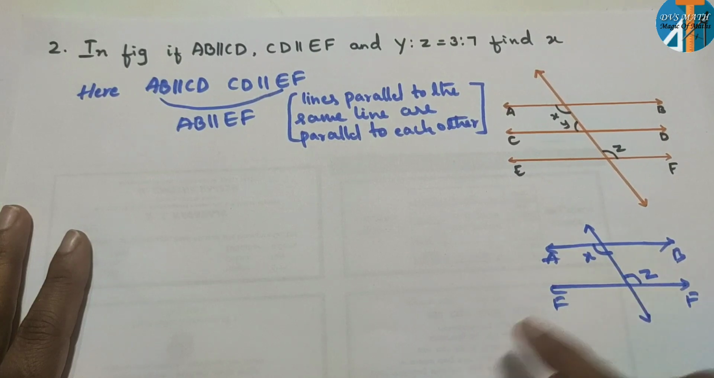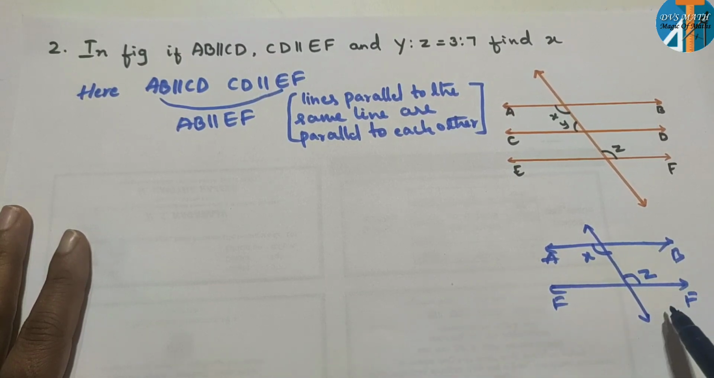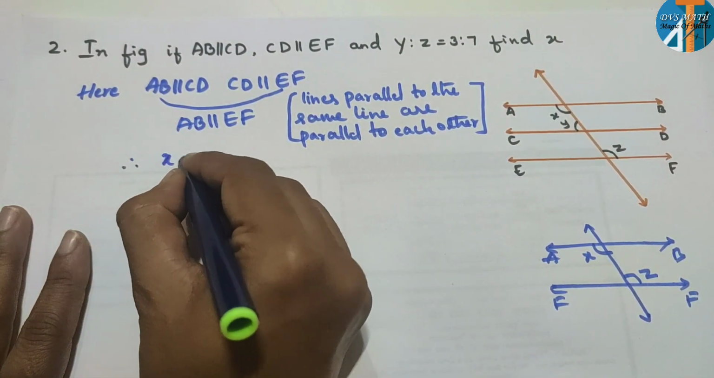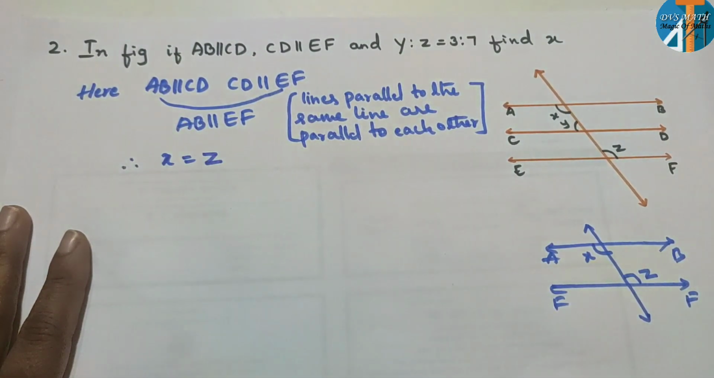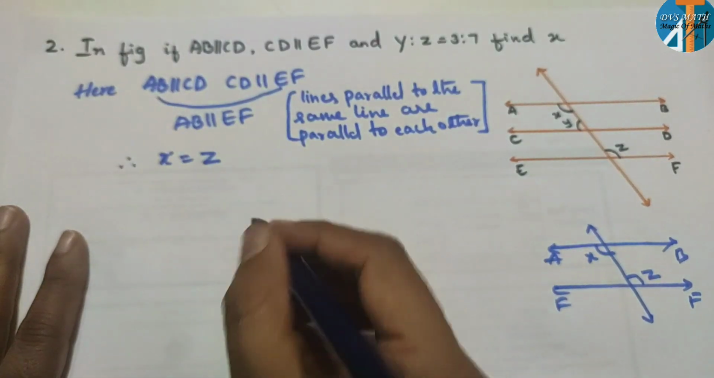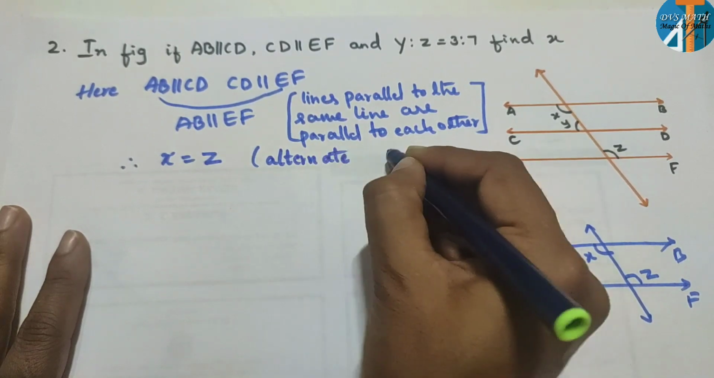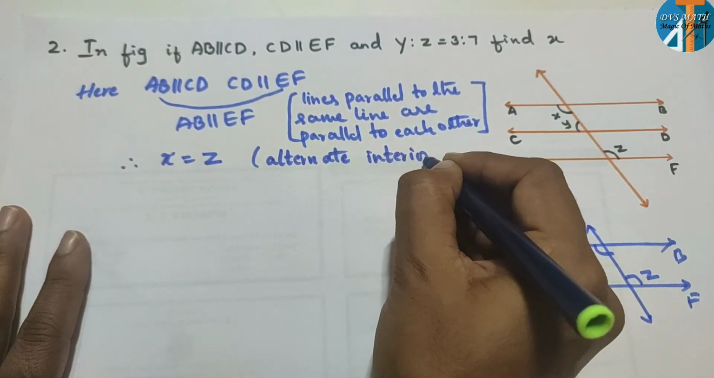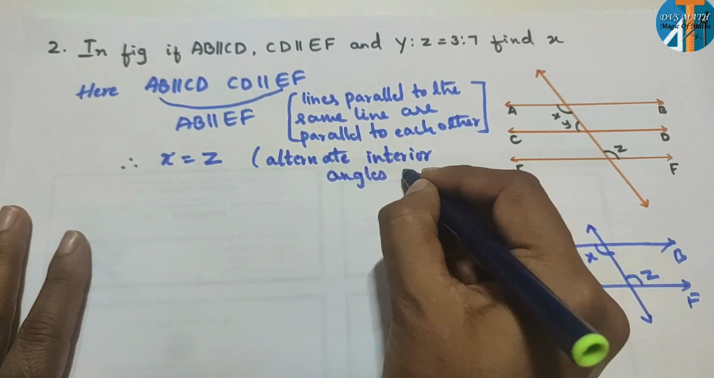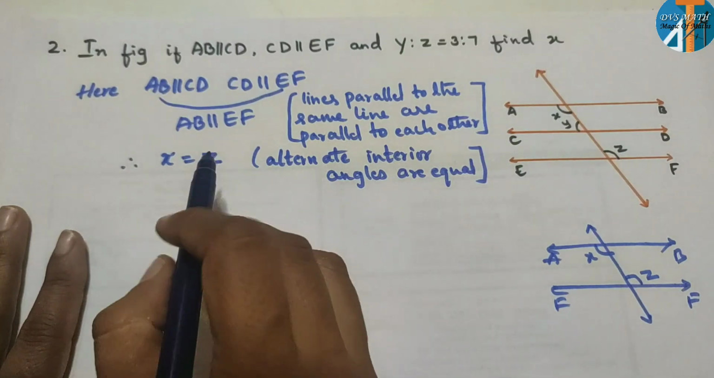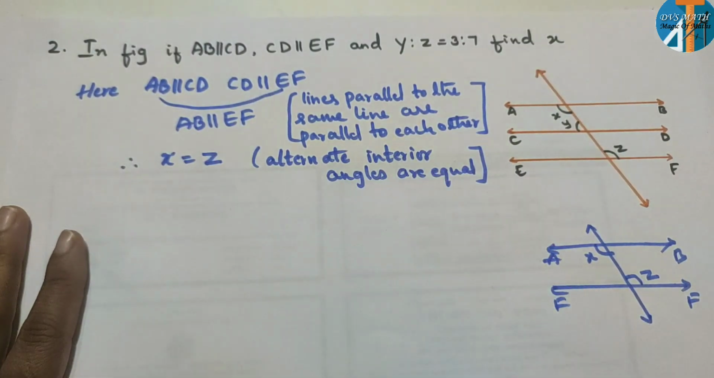So x and z are alternate interior angles, right? As AB is parallel to EF, alternate interior angles are equal. Therefore you can write x is equal to z. Why? Because alternate interior angles are equal.